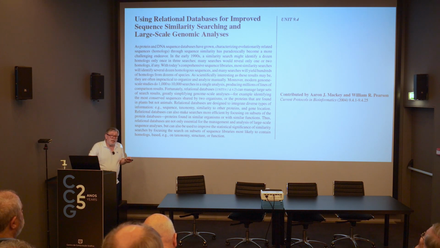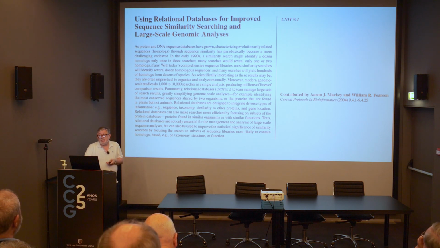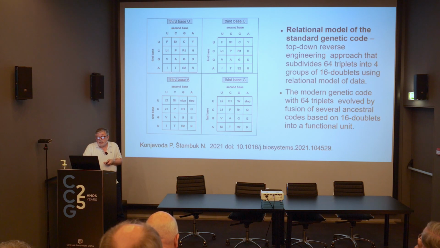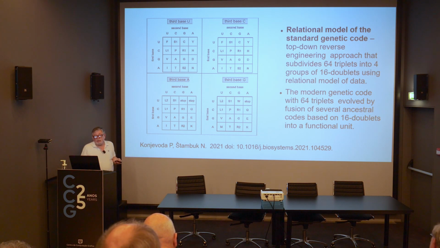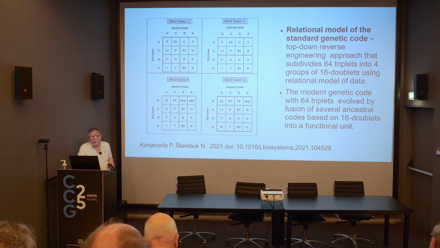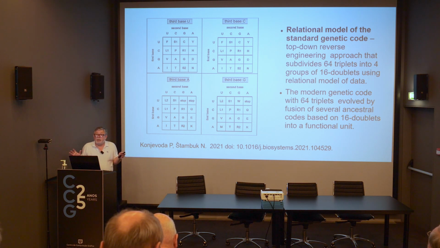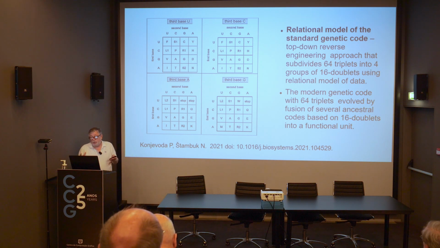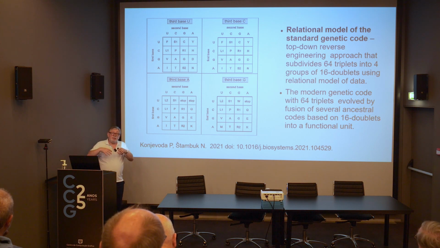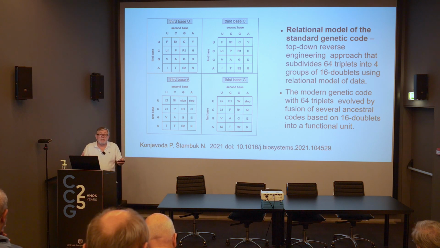As I mentioned yesterday, relational databases can ease sequence similarity searching and large-scale genomic analysis. Of course, the relational model is top-down reverse engineering. It remains a question whether the genetic code evolved from, for example, 4 times 16 doublets, or it was a continuous and fast process of recombination which spontaneously evolved.